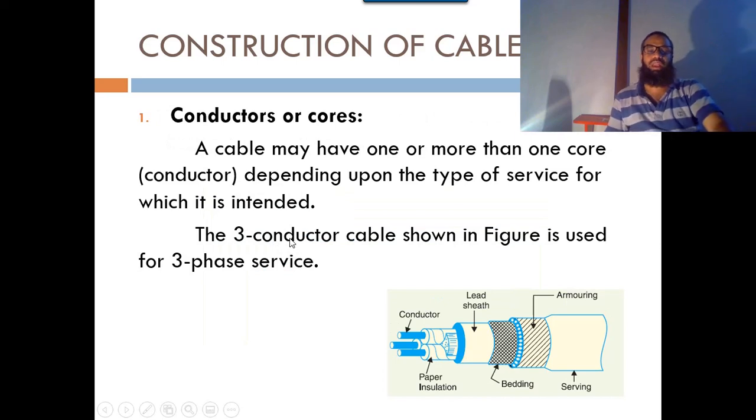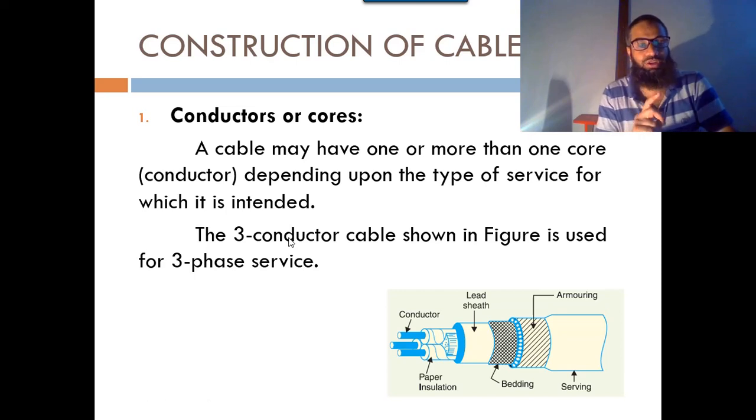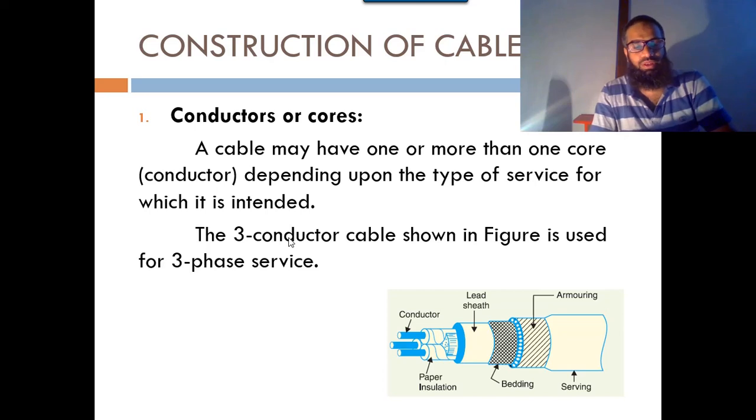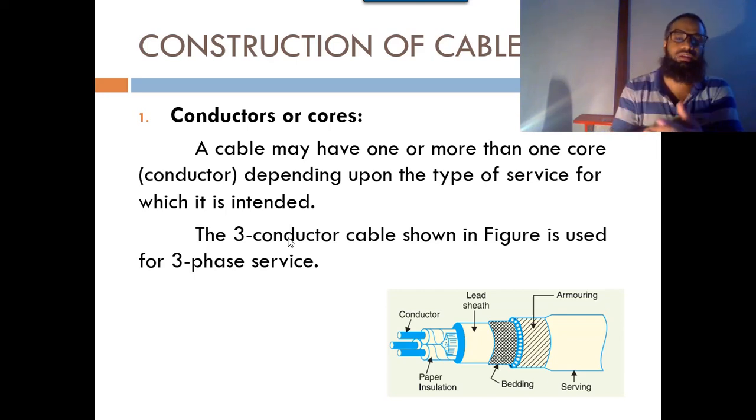Now, in the underground cable, the conductor or the core is very important. In the overhead cable we normally use aluminium wire with steel reinforcement, but in the underground cable we usually use copper wires, and the conductor size is dependent on the voltage. And for the three phase we use three conductors in a single wire.